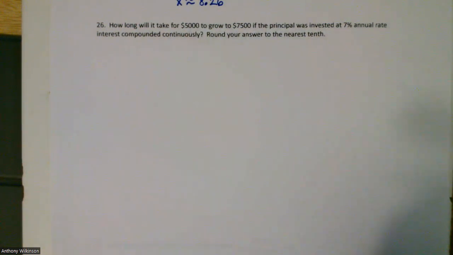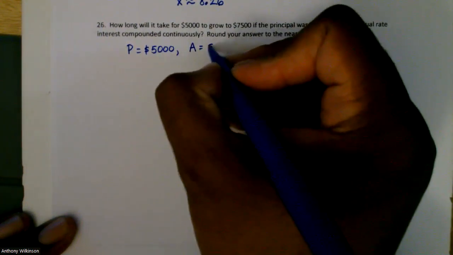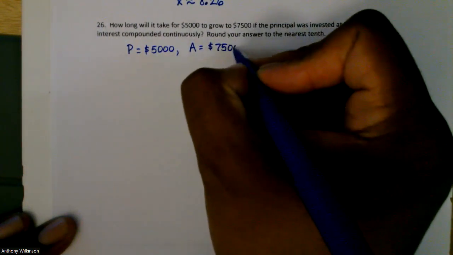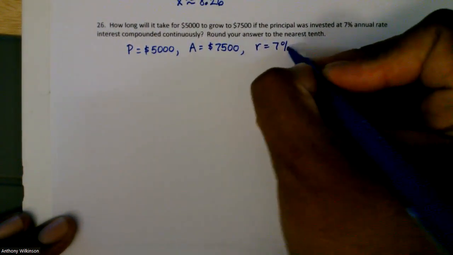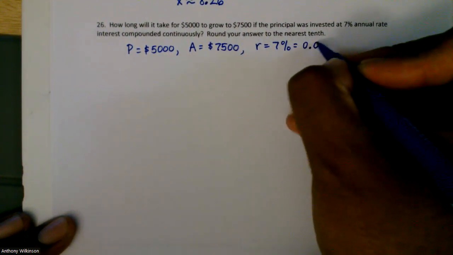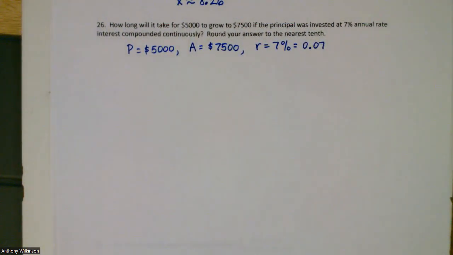we have a $5,000 investment. So that means that P is $5,000. We want it to grow to $7,500. That would be the A, your amount. The interest rate is 7%. 7% as a decimal is 0.07. Here you can change that percent to a decimal by taking that number and dividing it by 100. You'll get 0.07. And it's compounded continuously. So that means we need to use this formula.